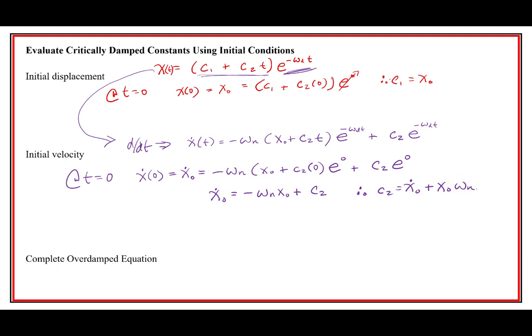All right, so now we have the complete solution, and that's x naught plus x dot naught plus x naught omega n, should be times t, right? Yeah, t, and then e raised to omega n.